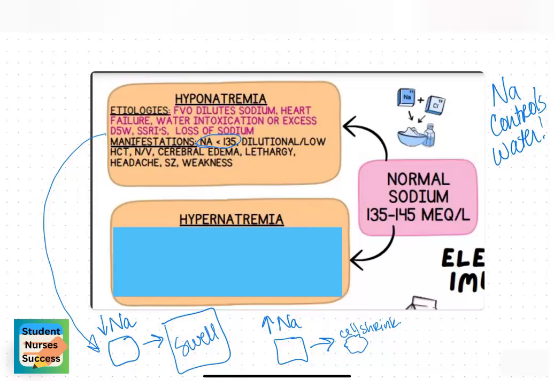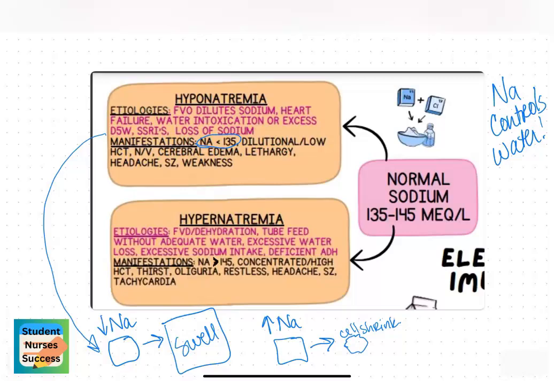Now let's talk about hypernatremia. Causes of hypernatremia include fluid volume deficit or dehydration, where that actually concentrates the level of sodium. In some cases, patients who receive tube feedings or a lot of formula feeds without adequate water are getting over-concentrated with electrolytes. We also know excessive water loss or excessive sodium intake can cause increased sodium levels. And deficiency in ADH can lead to hypernatremia.